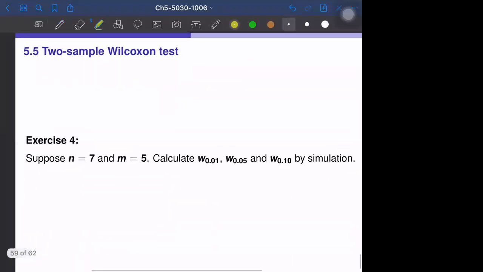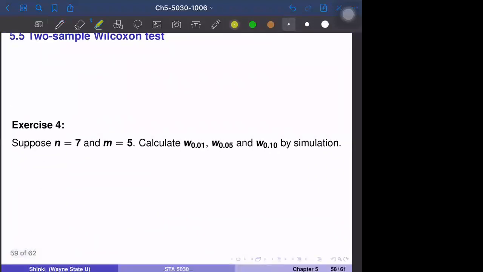So this is how to implement the Wilcoxon rank sum test in R. We don't do an exercise, but just explain how to calculate this threshold. Basically, the distribution of the test statistic is calculated by simulation. So we generate 12 ranks, 1 to 12, and randomly separate them into 7 observations and 5 observations.